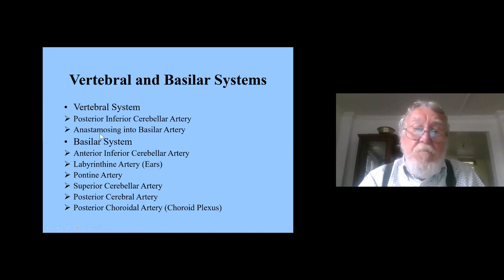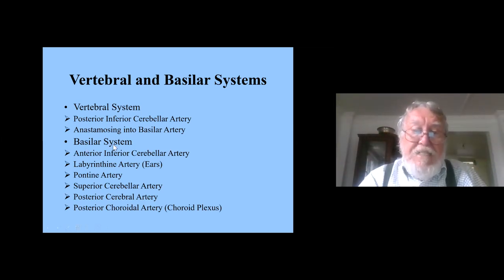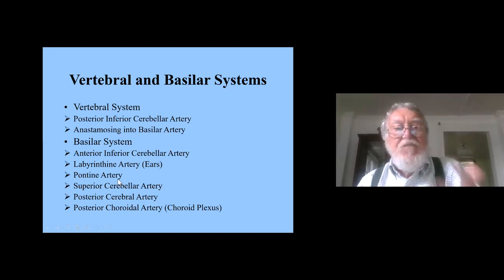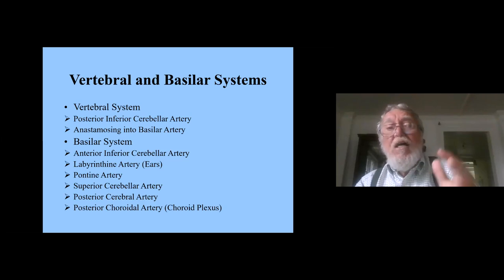Then the vertebral system anastomoses. They join into one combined system called the basilar system. And this gives rise to six more arteries. Well, the cerebellum's a pretty big place. So we see the posterior inferior cerebellar artery is vascularized by the left and right vertebral arteries. The basilar system vascularizes the anterior inferior cerebellar artery. It also vascularizes the superior cerebellar artery. So you can see the entire cerebellum is vascularized by the vertebral artery before and after it joins into the basilar system.